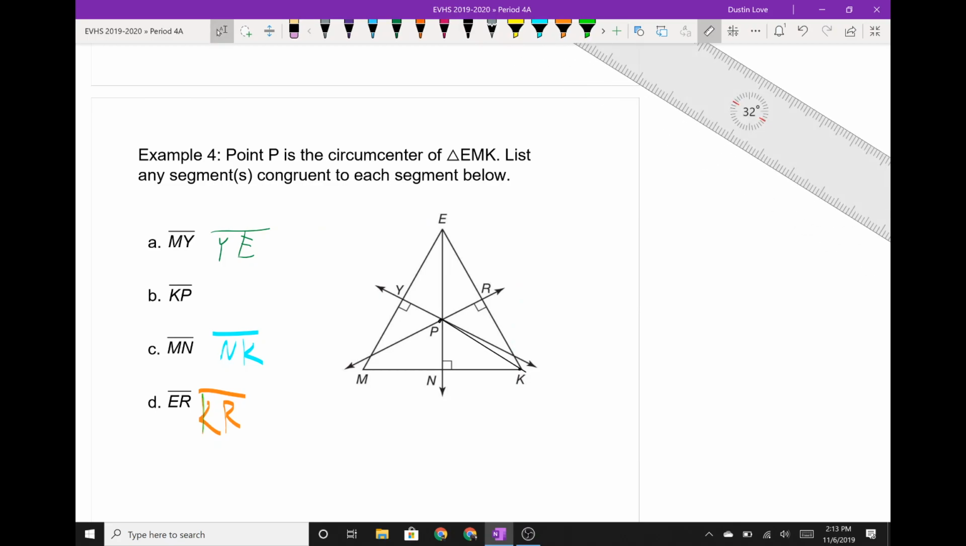So KP is the line segment that goes from the circumcenter to a vertex. What other line segments would have to be congruent to that? By the way, they're not drawn either. Well, PE is drawn, okay, PE, as well as MP, because those are the other distances from the circumcenter to the vertices. Sorry, any questions? No.